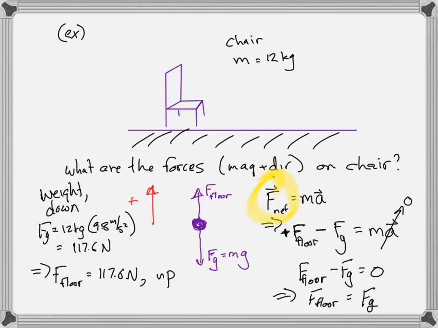The weight is down and the floor is up. So that's the vector F floor. Now remember, I called the force the floor exerts on the chair F floor. It's really F floor on chair, or the normal force on the chair.